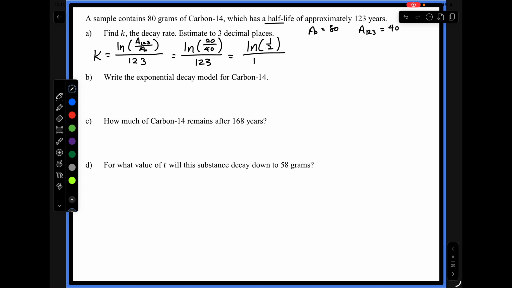So all you do to get K from the half-life is take the natural log of 1/2 and divide by the years, 123. Even if I didn't know we started with 80 grams, I can still figure out the value of K by doing this, because I know I'll end up with half of what I originally started with.